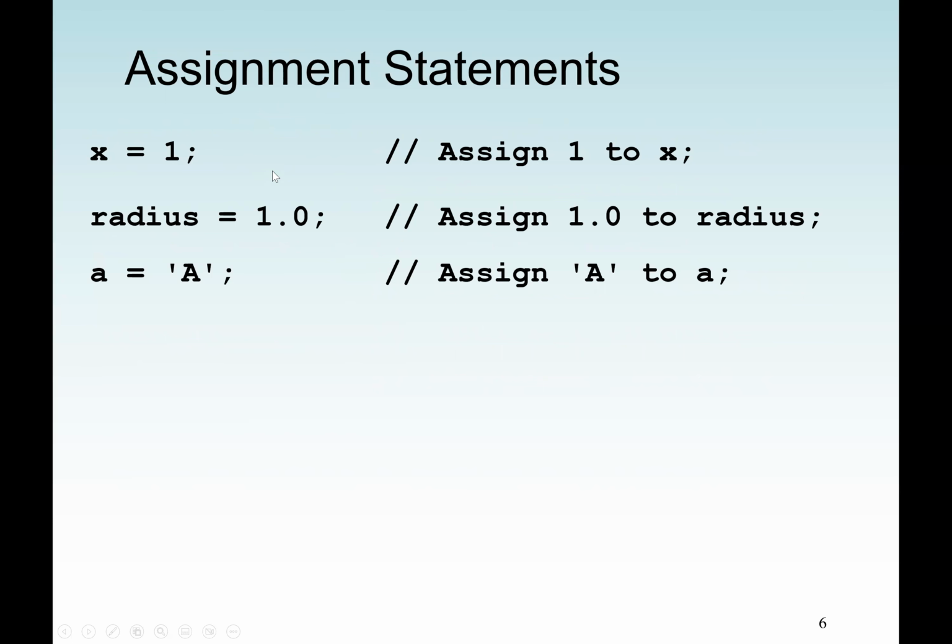And so how do we assign values to a variable? We use the assignment operator. The assignment operator is the equal sign. So here we assign 1 to a variable named x. Now, if I want to check if the value in x is equal to 1, I will use two equal signs. So in Java, two equal signs mean equality, to check equal. But one equal sign means assignment operator. So this means I'm assigning 1.0 to a variable named radius. Or I'm assigning uppercase character A to a variable named a.